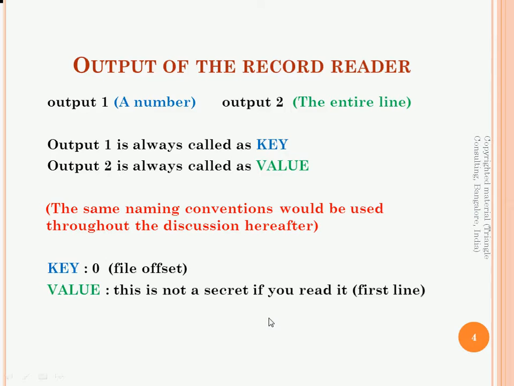Remember, the file actually had 2 lines. The first line of the file is, "this is not a secret if you read it," and the second line was, "it is a secret if you do not read it." So we're just dealing with the record reader processing the first line of the file. Now let's try to understand what exactly this key is, why this key is 0 here, and why it's called a file offset, what exactly the file offset means.